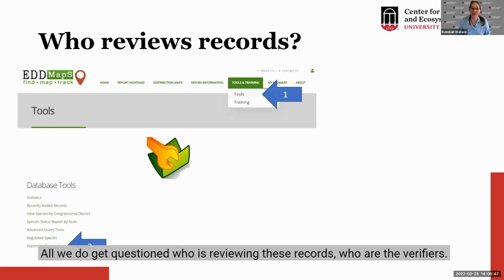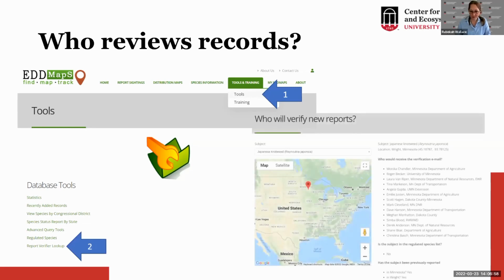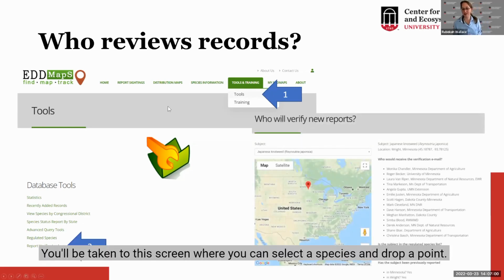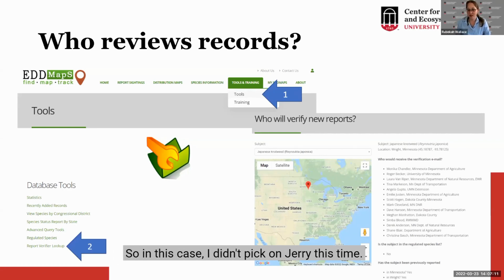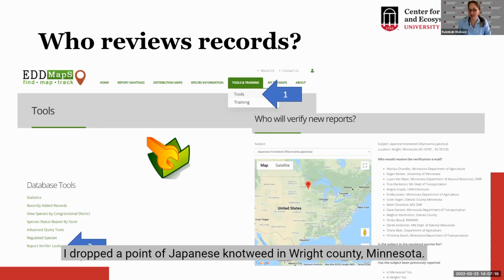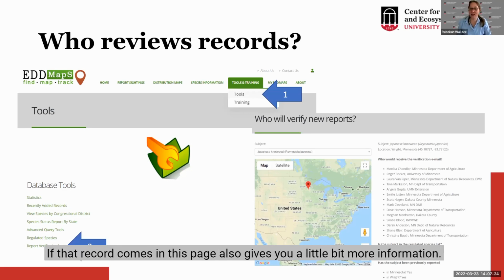We do get questioned, who is reviewing these records? Who are the verifiers? So if you go to the tools section of our tools and training tab and click on report verifier lookup under the database tools, you'll be taken to this screen where you can select a species and drop a point. And that allows you to see who's going to receive that notification, who's going to get the email that a record came in. In this case, I didn't pick on Jerry this time. I dropped a point of Japanese knotweed in Wright County, Minnesota, and Monica and other people will be receiving that notification if that record comes in.